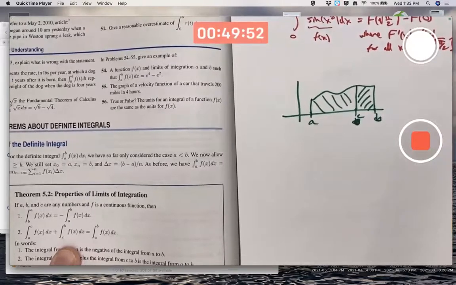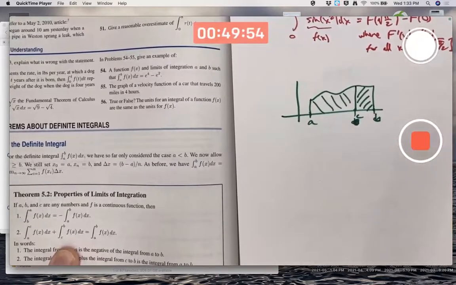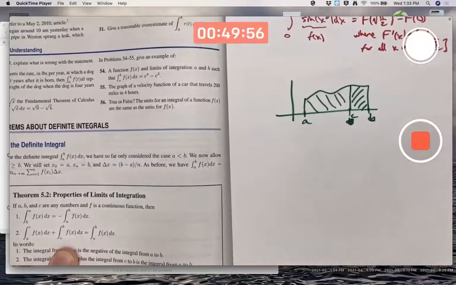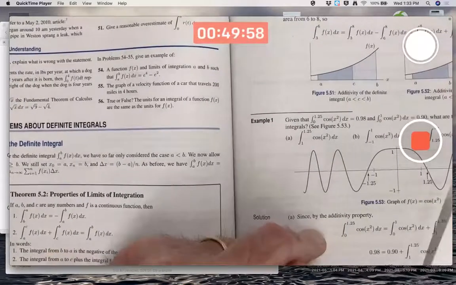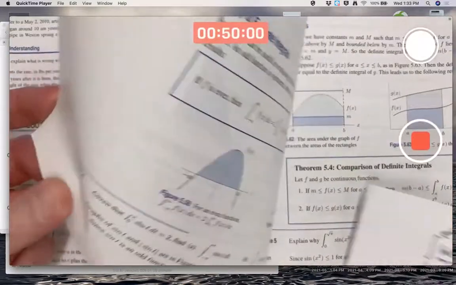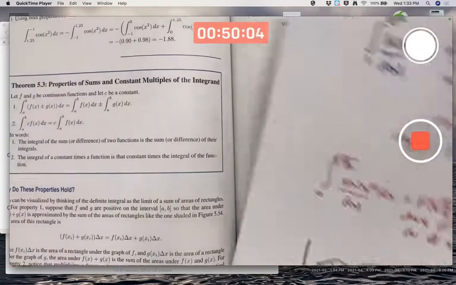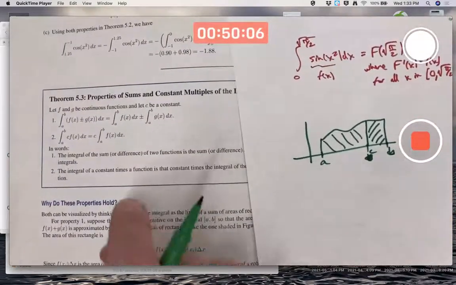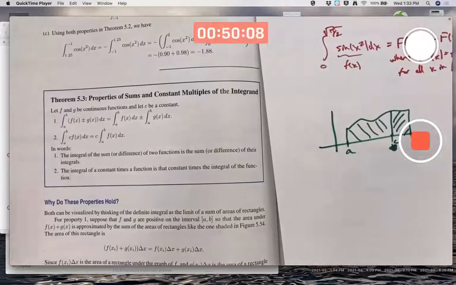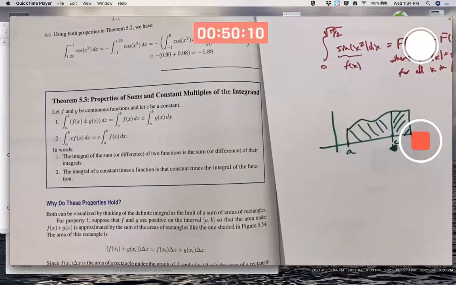It's pretty handy. These are pretty handy properties sometimes. I'll hint at reasons why on Friday. Next property, page 300, is this theorem. This is a linearity theorem.